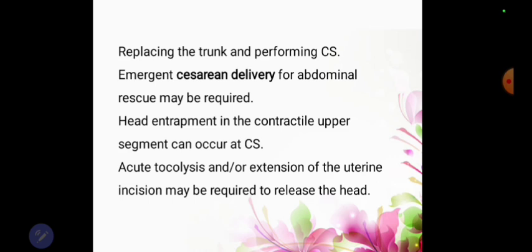Emergency section for abdominal rescue may be required. Even during cesarean section, head entrapment can occur due to a contractile upper uterine segment. Acute colitis and/or extension of the uterine incision may be required to release the head. This occurs intraoperatively during cesarean section.